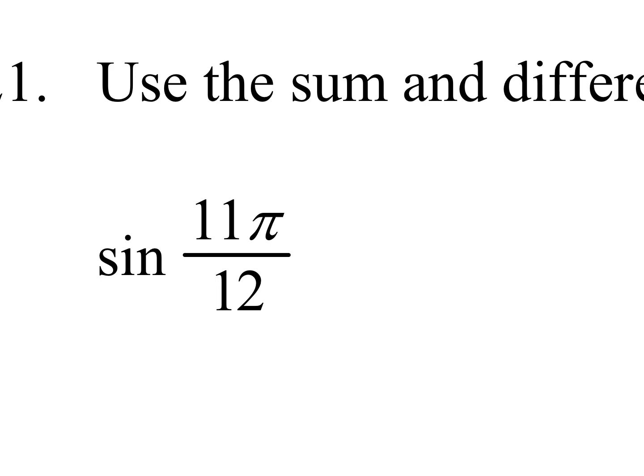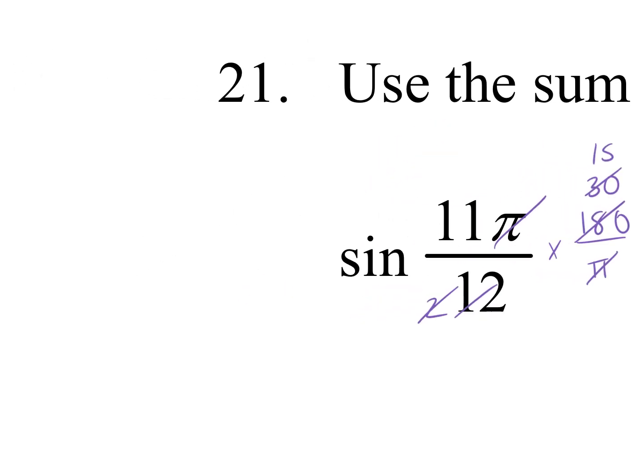So what would I have to do first to find my two numbers for number 21? Convert it to degrees. So I'd multiply it by 180 over pi. The pi's cancel. I'm not quite sure how many times 12 goes into 180, but I do know 6 goes into both of them. So this would be 2, and 6 goes into 180 30 times. So then 2 goes into 30 15 times. So I have 15 times 11. So yeah, these are big numbers, but we can write it down and figure out what 15 times 11 is.